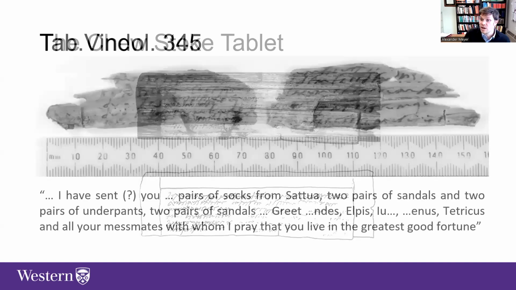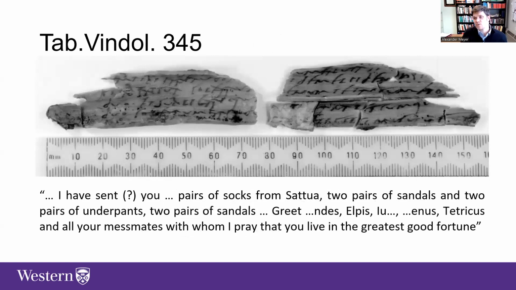And then we could start getting readings from writing tablets. This is, of course, one that I'm sure everybody here is pretty familiar with. This is tablet 345, I think it is. Right, which says, I've sent to you pairs of socks from Sattua, 2 pairs of sandals, and 2 pairs of underpants, right? This was the first tablet found. And of course, one that we always return to because it is interesting and humorous and entirely unique in the Roman world.